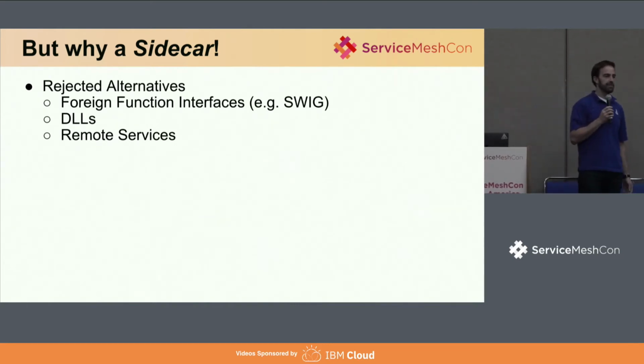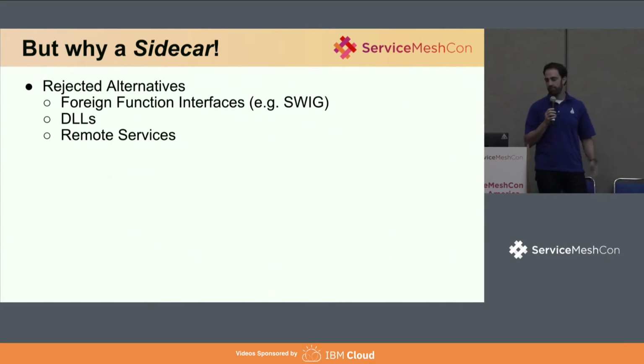So we looked at something like Swig, a foreign function interface. There are various reasons that didn't work out very well. One of them is actually it doesn't help the update problem. So it sort of got removed from that. It helps with the language thing, but then you still need to update these.